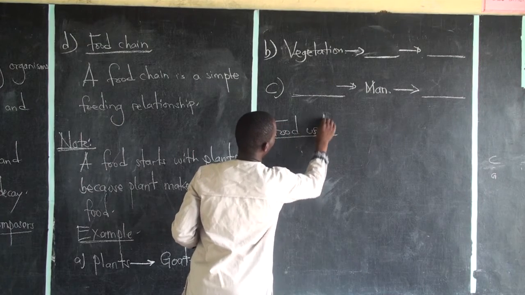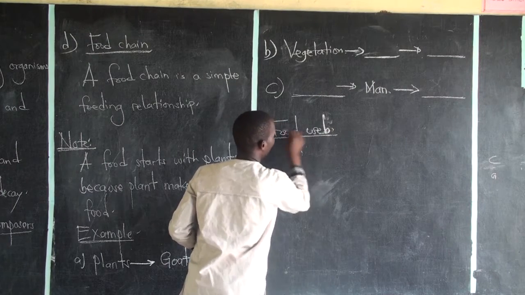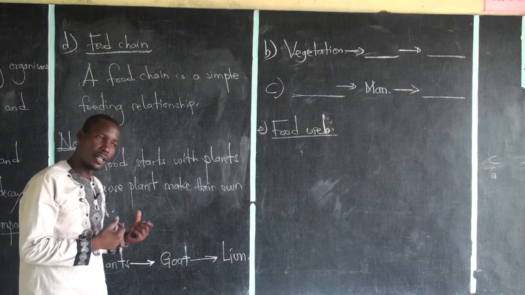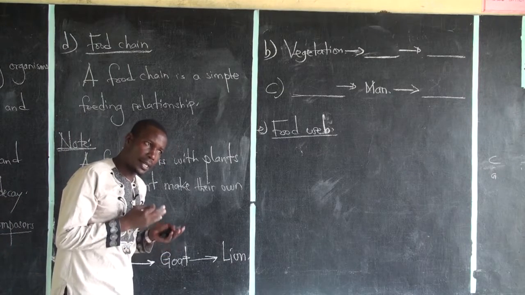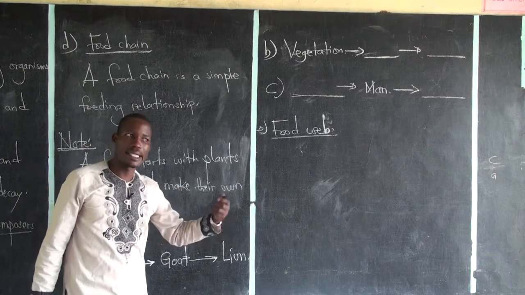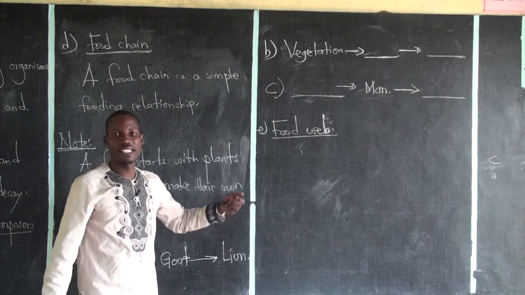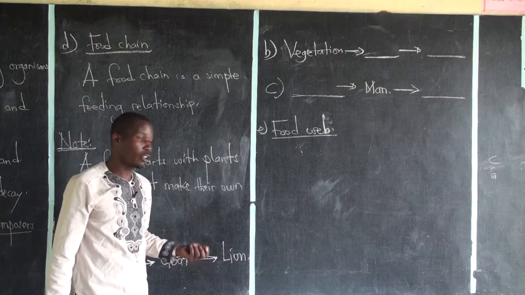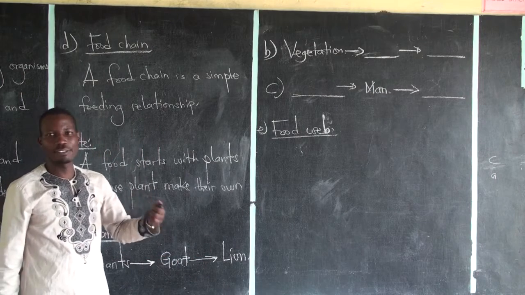Okay. Simply for food web, it has a simple difference from the food chain. The food chain is simply a simple feeding relationship. So when you come to the food web, you can say it's a compound feeding relationship. From the word simple, just take the opposite. Or somebody can also say it's an integrated feeding relationship.